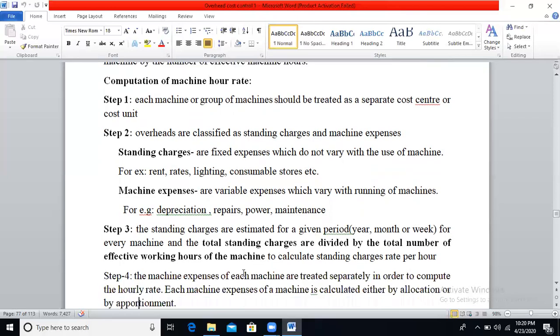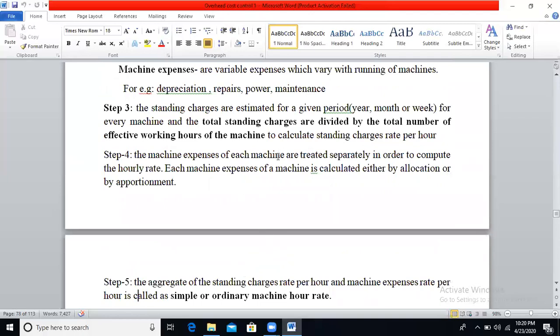Then the fourth step is the machine expenses of each machine are treated separately in order to compute the hourly rate. Here you will separately consider each expense, like repairs should be considered separately and you have to calculate the repair value per hour, and depreciation will be considered separately and what is the depreciation per hour, and for each machine. The expenses of a machine are calculated either by allocation or by apportionment. So you should calculate each machine expense separately by allocation or by apportioning.